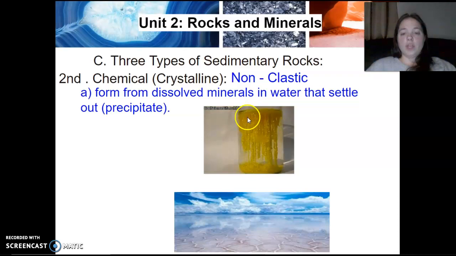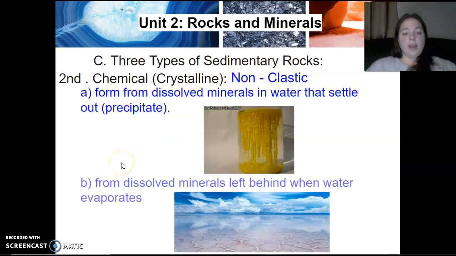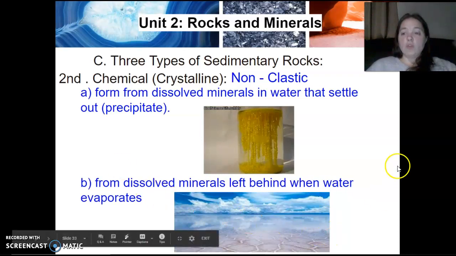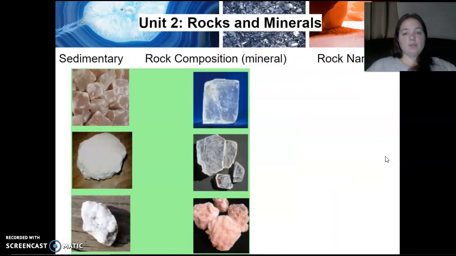So all this right here is settling out, and you can see it settling on the bottom. These are all minerals in that water that are just settling out. And then you have rock formed from minerals left behind when water evaporates, like the salt flats in Utah. Salt water, the water evaporates, you're left with salt.